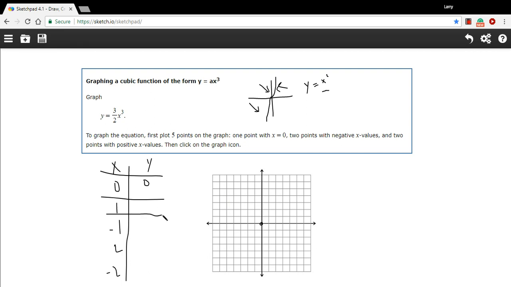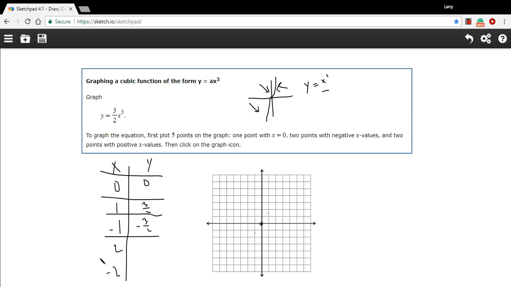But let's find what 1 is. This should be pretty easy. 1 cubed is just 1. So y here is going to be 3 halves. And -1 cubed is -1, so this is going to be -3 halves. So you kind of get a mirror image going on here. So let's just plot those two: 1 and 3 halves, so there, and -1 and -3 halves is there.